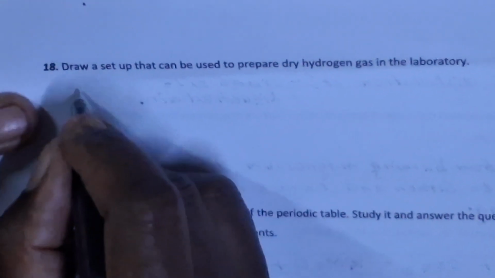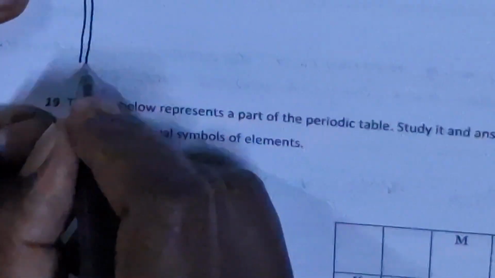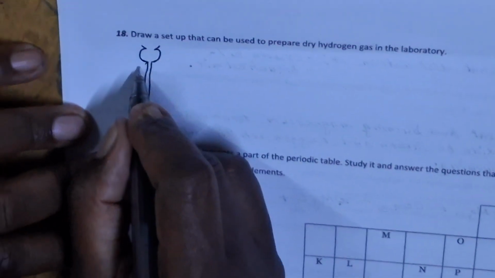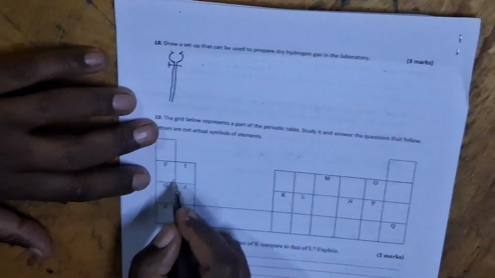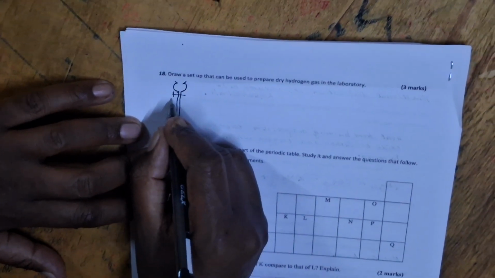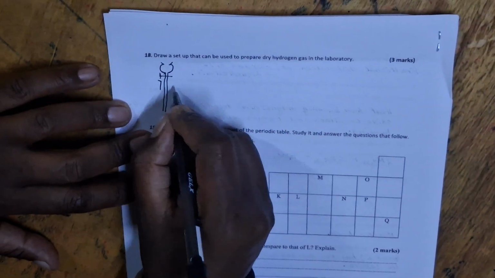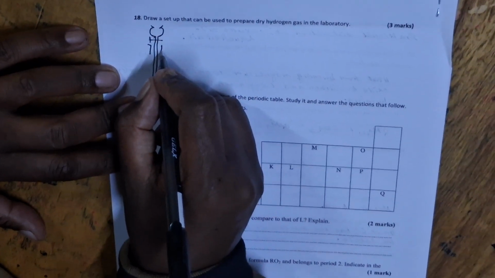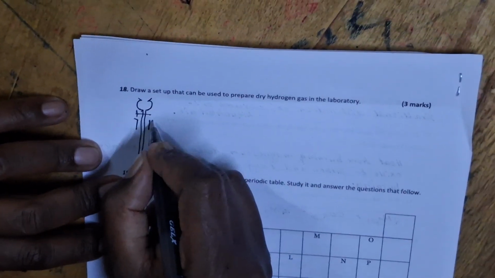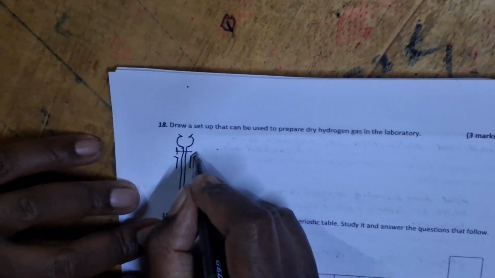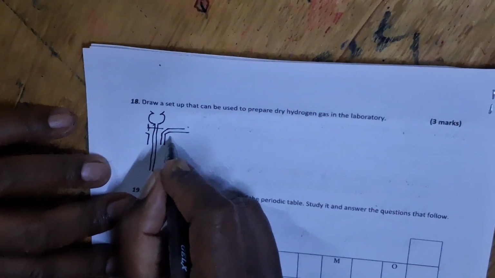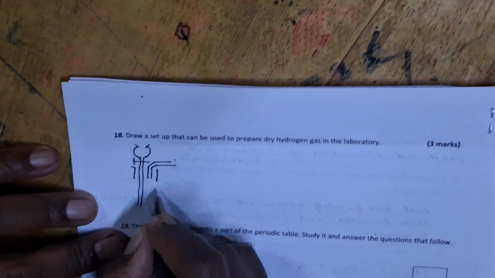So first, we show a dropping funnel. This is the dropping funnel, like this. Being a dropping funnel, it should have a top. We show the top like that. Then we show a conical flask, but before we show the conical flask, we should show how the gases are getting out. So this is our conical flask.